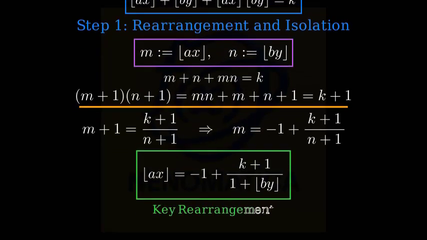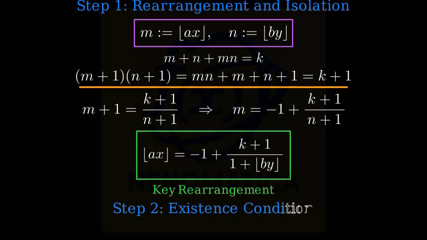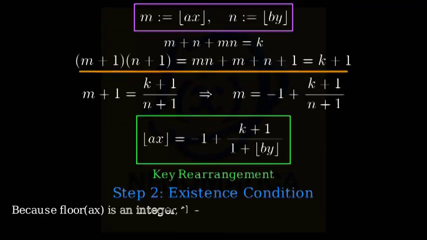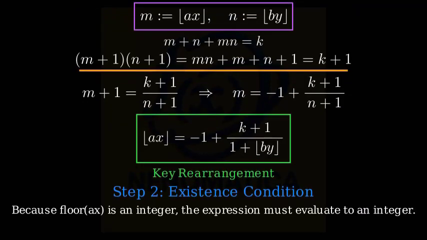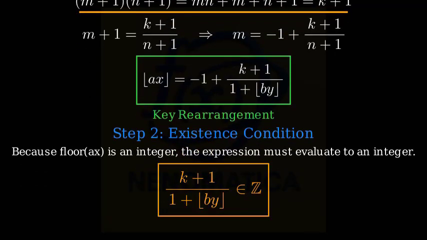Step 2. For a solution to exist, the right side must be an integer because floor of ax is always an integer. Therefore, (k + 1) divided by (1 + floor of by) must be an integer. That is the required divisibility condition.